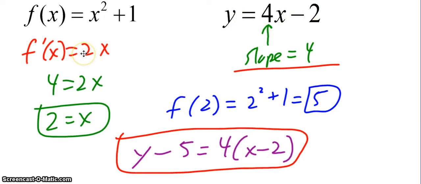What does the derivative represent? It represents the slope. So I set 2x equal to 4 so that I can find where this function has a tangent line with a slope of 4. And I get an x value of 2.